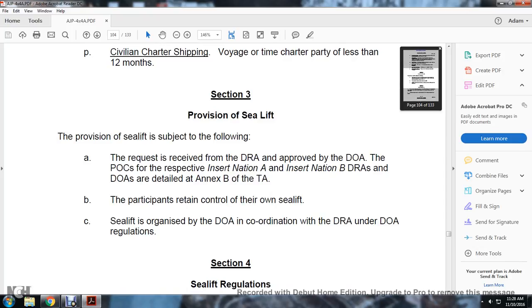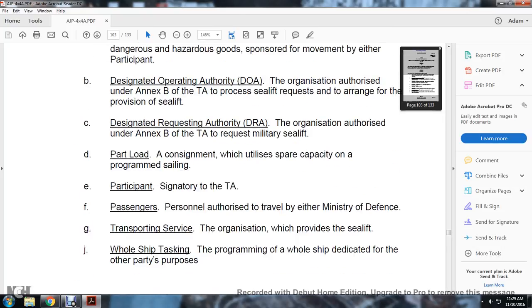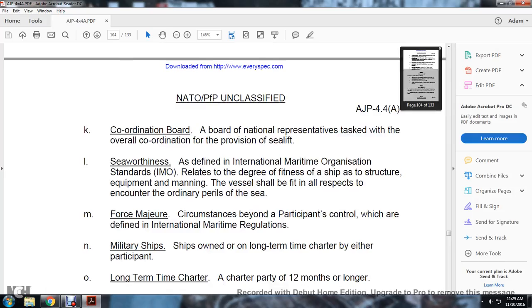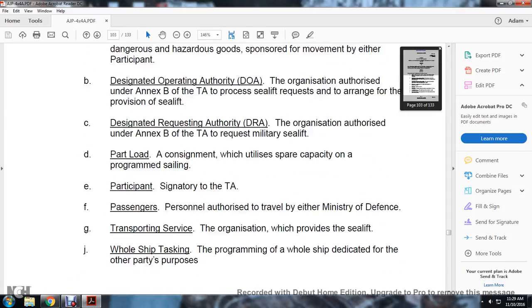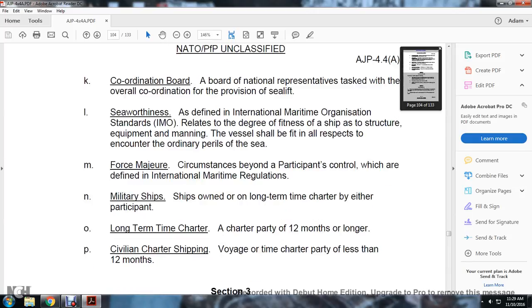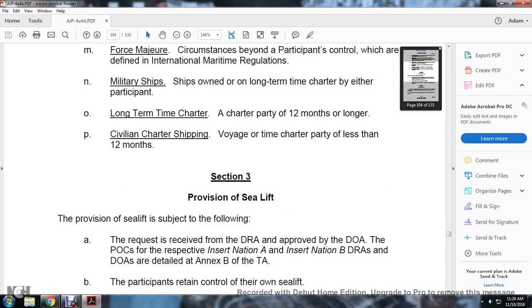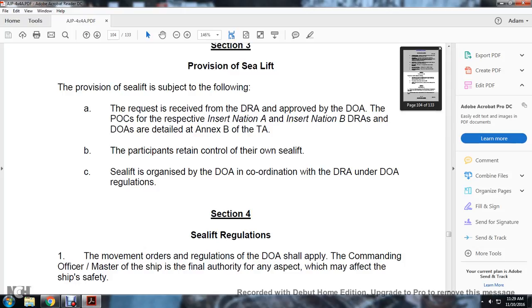Section 3, provision of CLIF. The provision of CLIF is subject to the following: request received with the designated requesting authority and the designated operating authority. The point of contact with respect to insert nation and insert nation A, the respective requesting authorities, and the respective operating authorities are detailed in Appendix B of the technical arrangement.